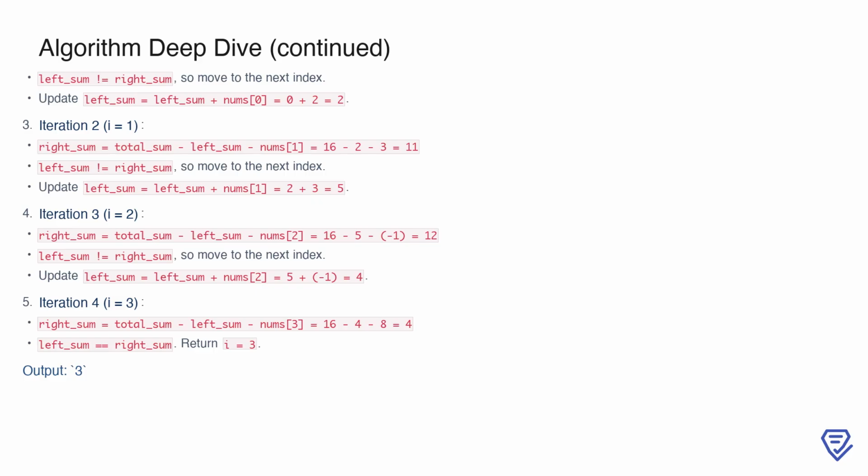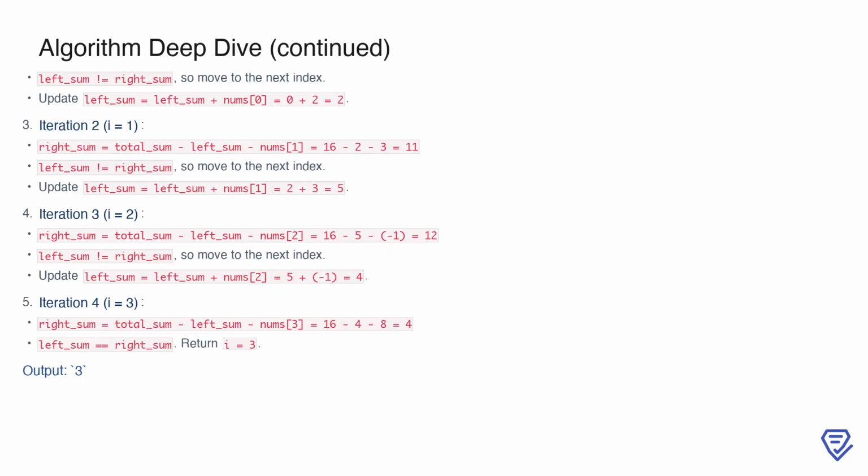We then update the left sum to 2 and move to the next index. At index 1, the right sum becomes 11, while the left sum is now 2. Again, they do not match, so we update the left sum to 5. At index 2, the right sum becomes 12, and the left sum is 5. Still no match. We proceed to index 3, where the right sum is calculated as 4, which finally matches the left sum of 4. This means index 3 is the middle index, so we return 3.